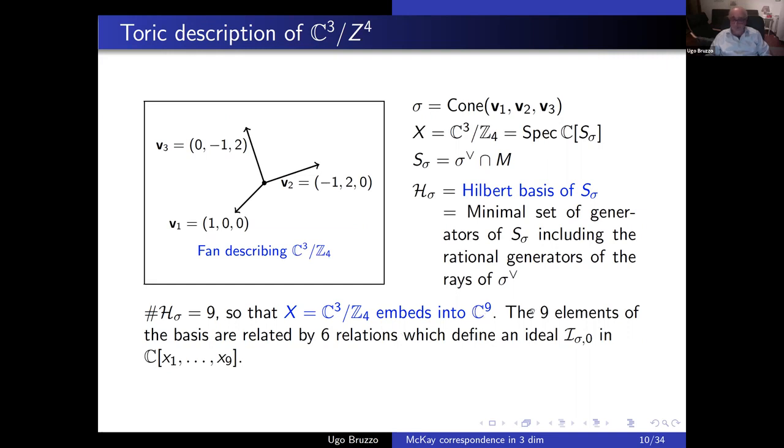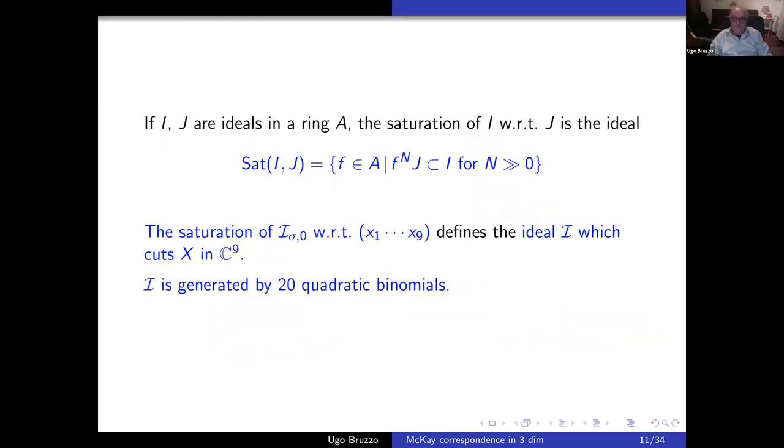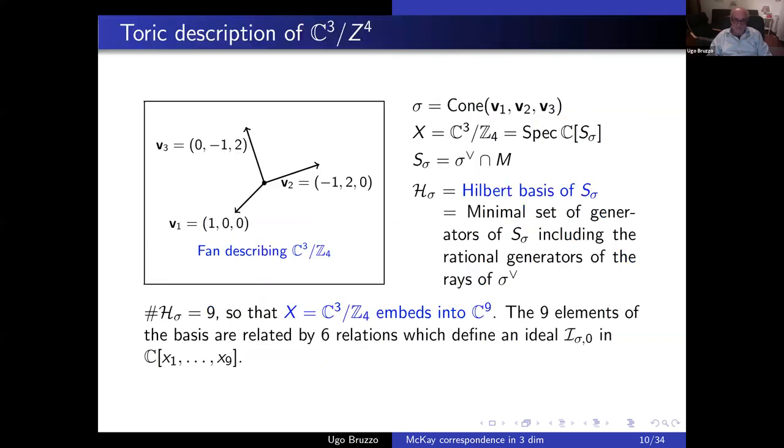Clearly, there are 6 relations which relate these generators. And they define an ideal, clearly, right? This is what is called a toric ideal, namely it is generated by binomials. This is not the ideal which cuts X in C9. It's not the ideal of X as an affine variety in C9, because what you have to do is a saturation process.